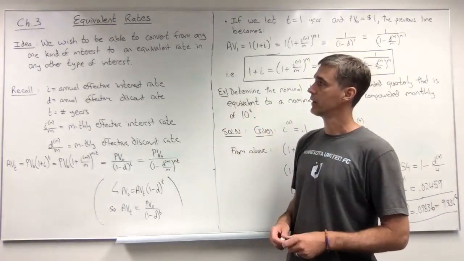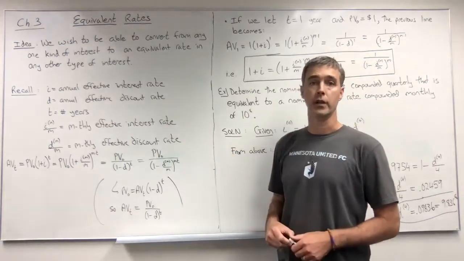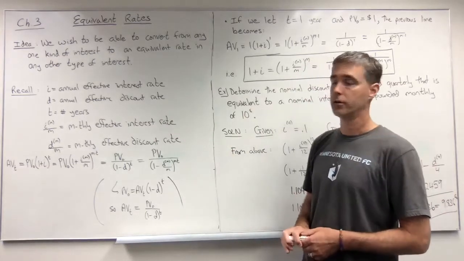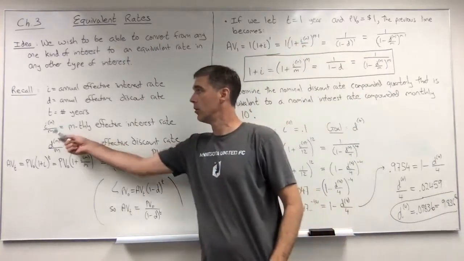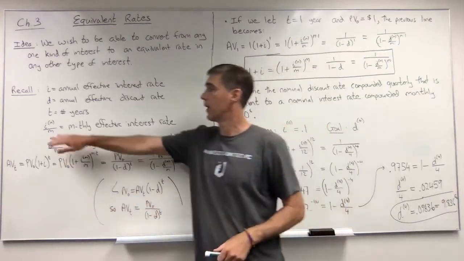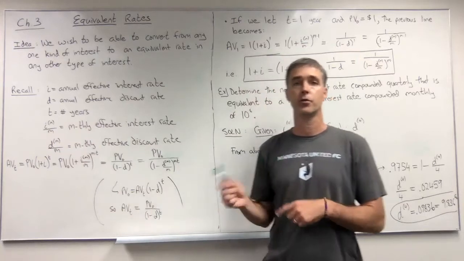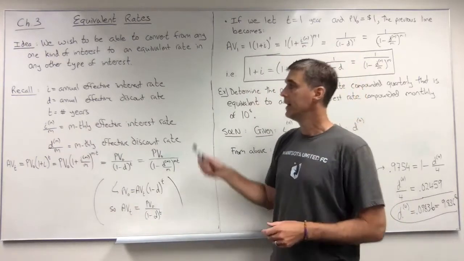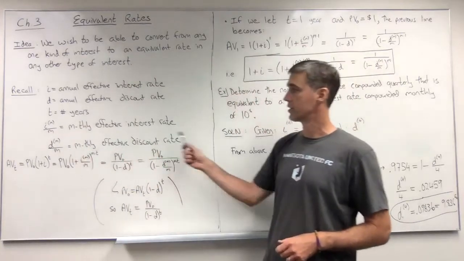i was our annual effective interest rate, d was our annual effective discount rate, t was the number of years. We set years as our default unit of time, 1 year. i superscript m over m was the monthly effective interest rate. Without the denominator of m, that would have been the nominal interest rate compounded monthly. d superscript m divided by m is the monthly effective discount rate.